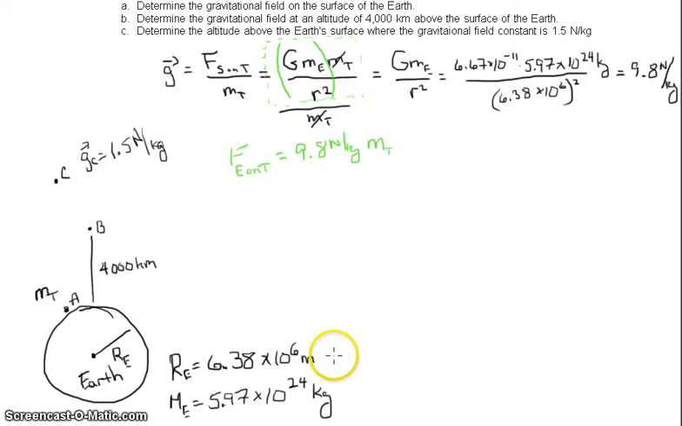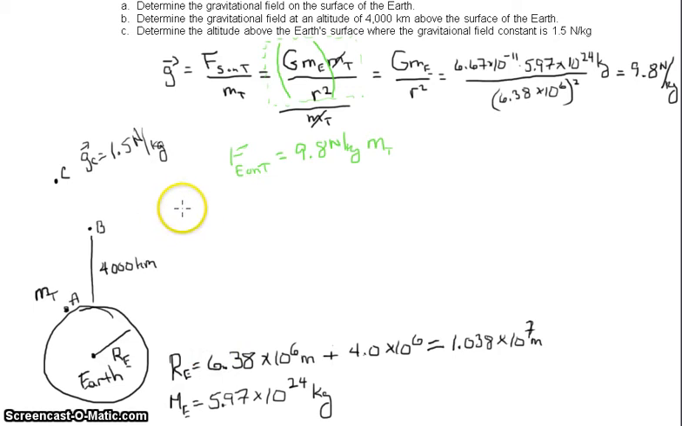Alright, for part B, we are going to add a height of 4,000 kilometers, or 4.0 times 10 to the 6th meters. If we add that altitude to get the height at point B, the center to center distance at point B will end up being 1.038 times 10 to the 7th meters from the center of the Earth to point B.